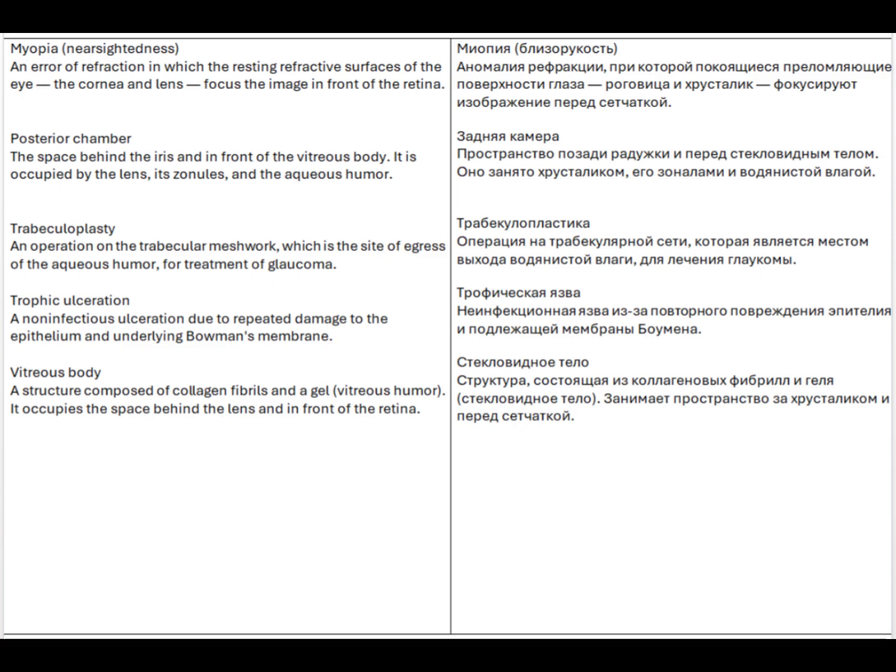Posterior chamber. The space behind the iris and in front of the vitreous body. It is occupied by the lens, its zonules, and the aqueous humor. Trabeculoplasty. An operation on the trabecular meshwork, which is the site of egress of the aqueous humor, for treatment of glaucoma. Trophic ulceration. A non-infectious ulceration due to repeated damage to the epithelium and underlying Bowman's membrane. Vitreous body. A structure composed of collagen fibrils and a gel, vitreous humor. It occupies the space behind the lens and in front of the retina.